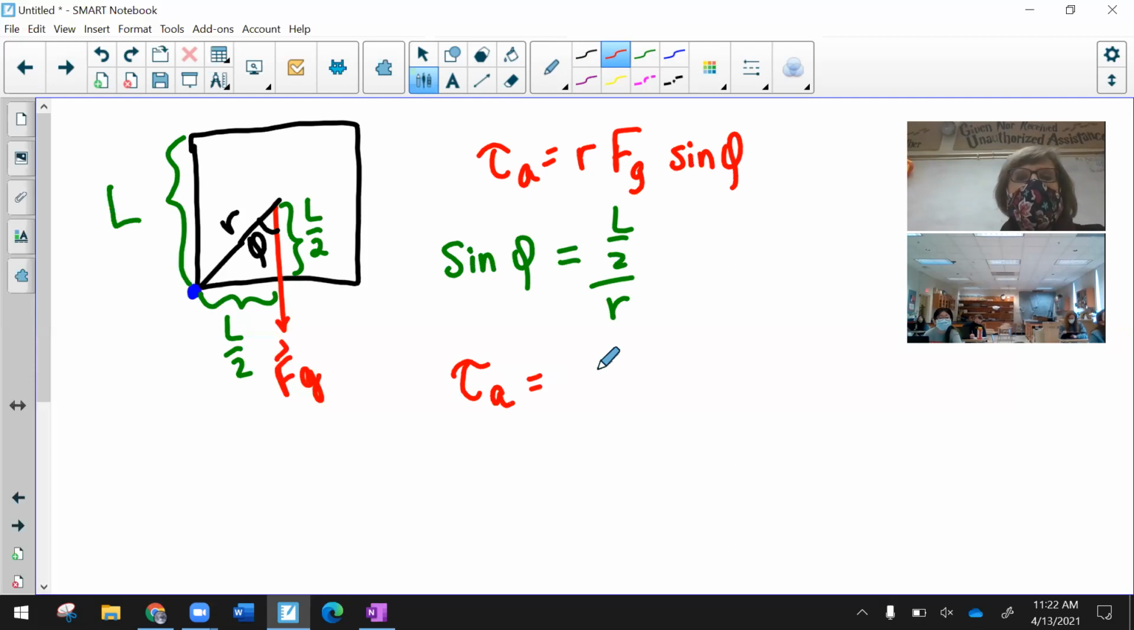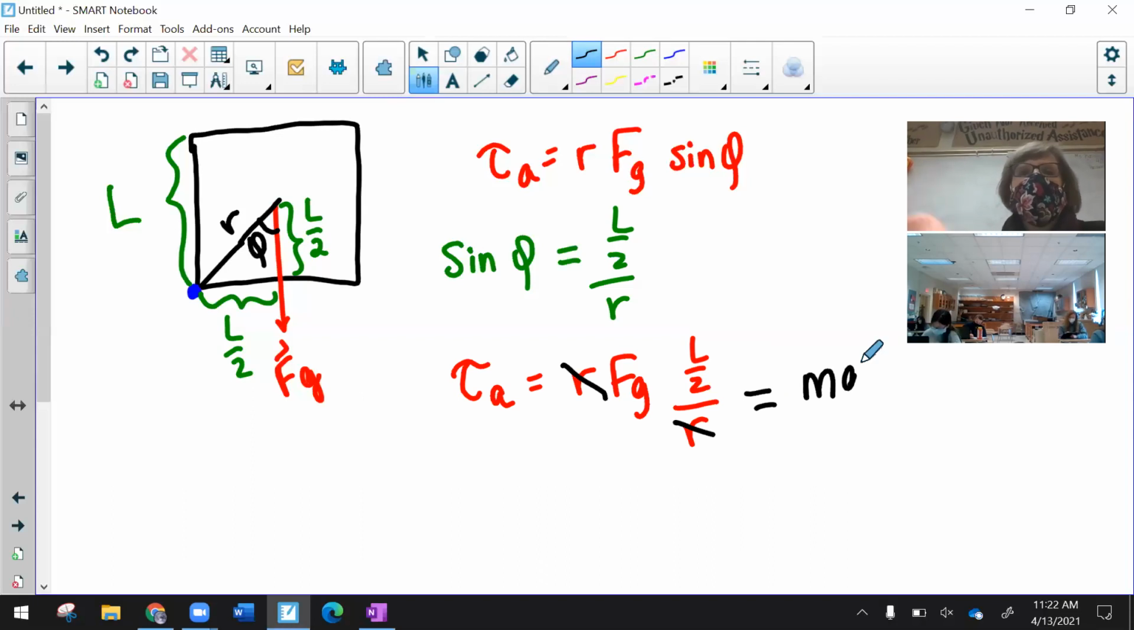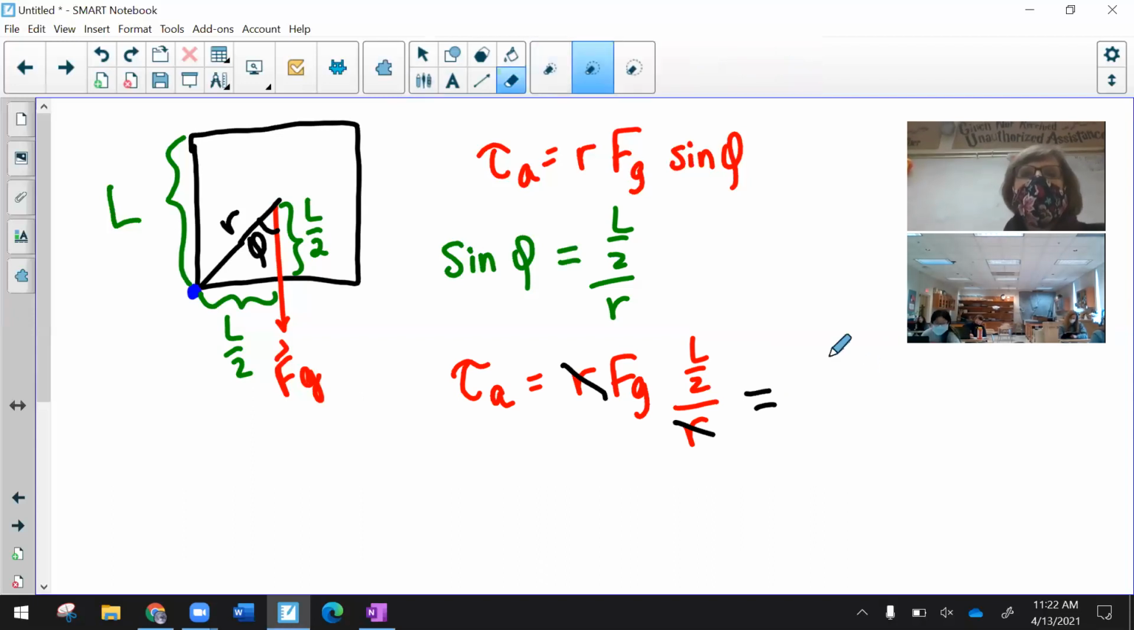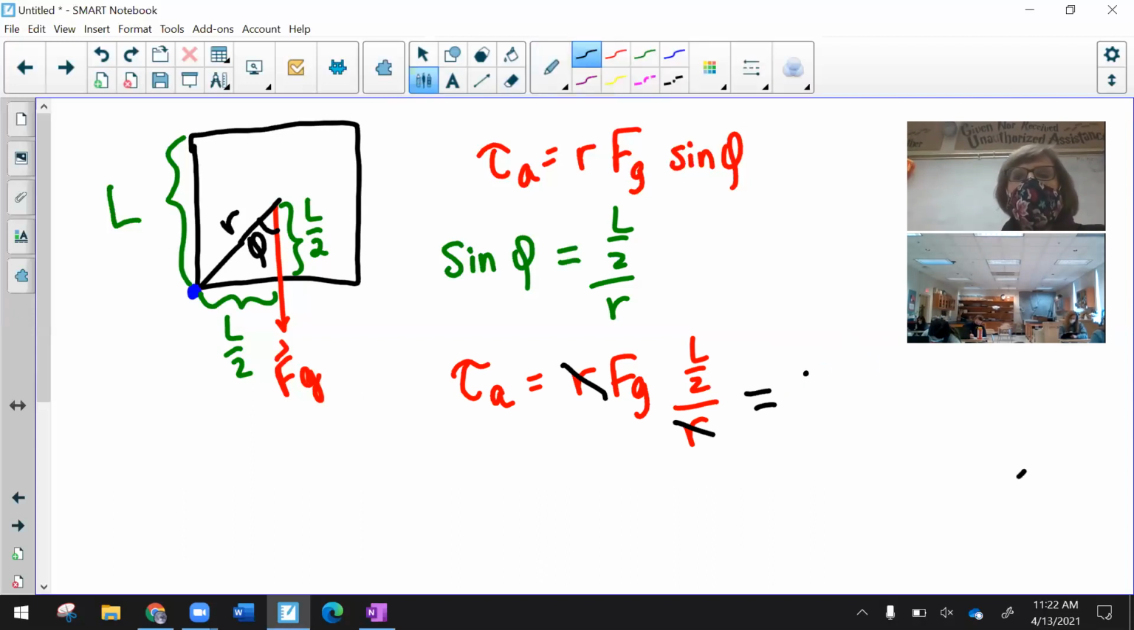So I've got tau G is going to be R, FG, sine phi, which is L over 2 over R. My R's cancel. And we end up with, and in fact, I don't even need to make it mg because I happen to know what the weight is. So I get FG L over 2.